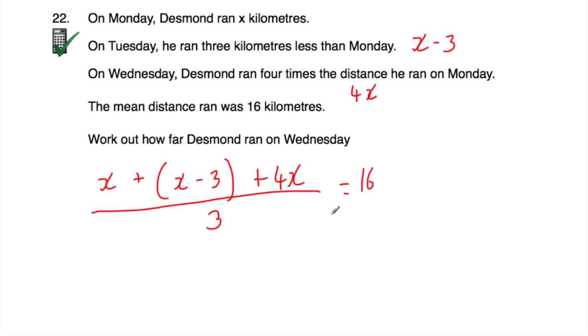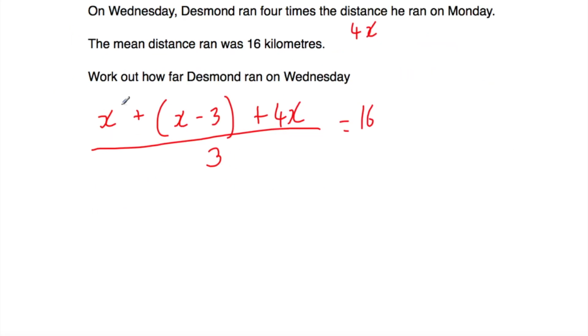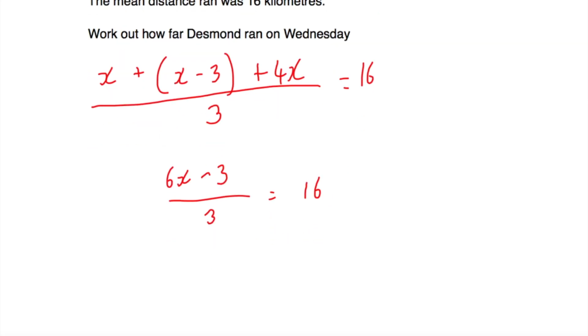So that's our equation. Okay, now I'm going to simplify the top line of this fraction, the numerator of this fraction here, by just collecting the like terms. So 4x plus x is 5x plus another x is 6x. So we've got 6x minus 3. Just collecting the like terms there. And that's divided by 3. And that is equal to 16. Okay, so we've now got our equation.